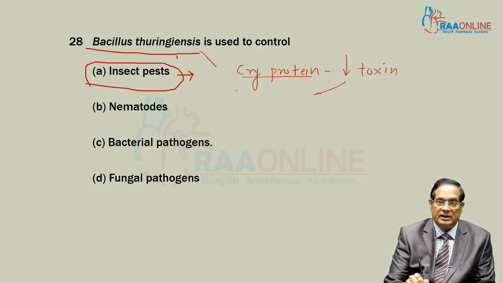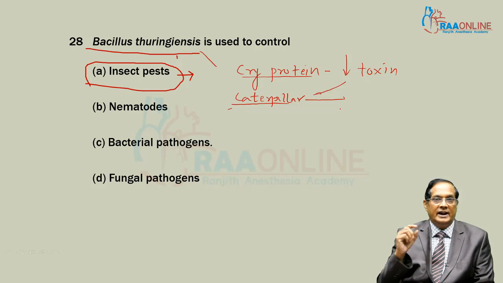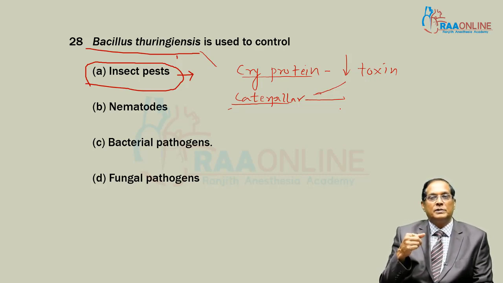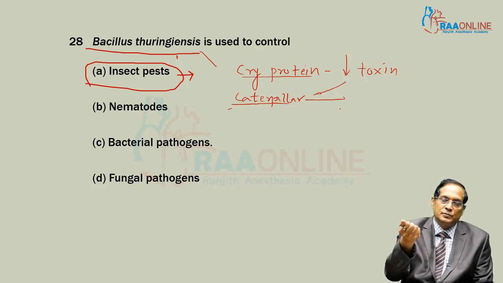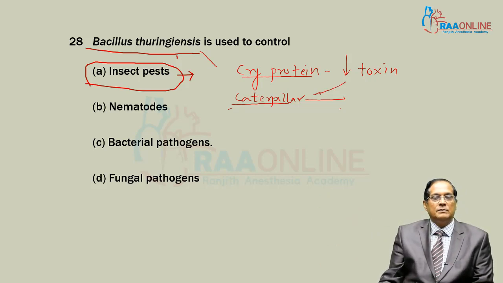When it is ingested by a caterpillar larva, in their gut it gets an alkaline medium, and it sticks to the wall of the gut and makes it perforated, so those larvae die. This is the role of Bacillus thuringiensis. Previously, spores were used. If spores are spread over the plant, they act in the same way.